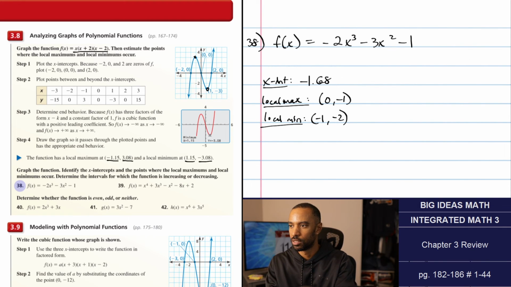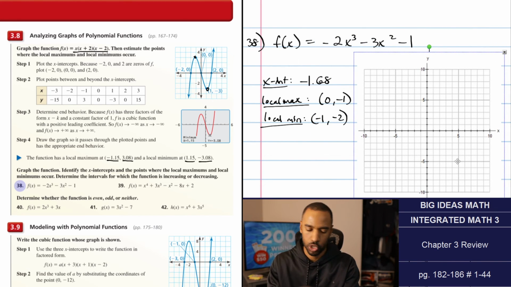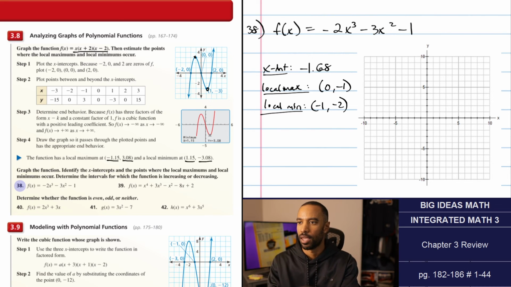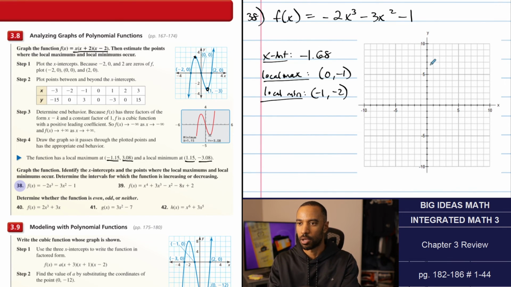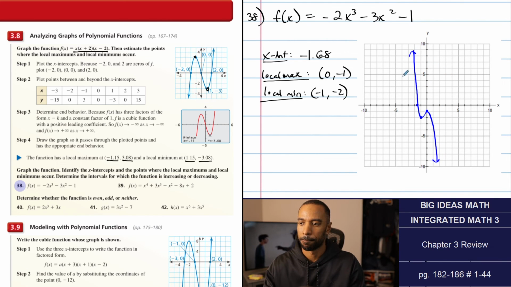I'm going to use the more squared-off graph paper here because it has numbers. We don't need to go as tall and short. Let's go ahead and plot away. Then we'll talk about increases and decreases afterward. So the x-intercept of negative 1.68 is probably about right there. We got 0, negative 1, which is not only the y-intercept but also the local max. The local min's right here. Those points are crucial to our plotting. So it bottoms out here, curves up, tops out here, curves down, and it finishes off going downward. There's our cubic function like that.